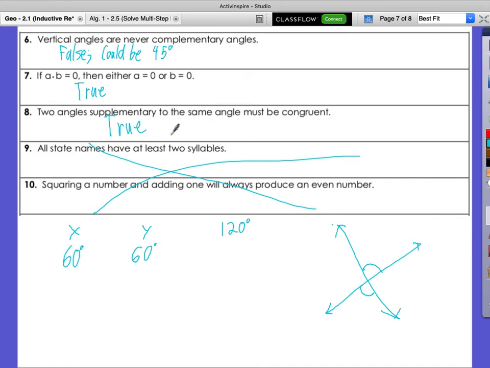Okay. Hey, so today, we have this worksheet here. It's pink. Okay, it's a pink worksheet.